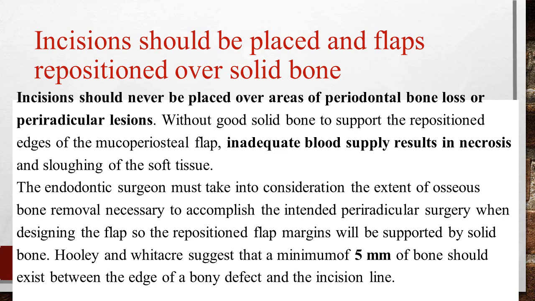Incision should be placed and flaps repositioned over solid bone. This I have told before also. So the incision should never be placed in the areas of bone loss. You have to understand that your surgical site should extend beyond your pathological site, and it should include some amount of healthy tooth structure and healthy bone structure also, because if you incise over the area of periodontal bone loss or periradicular lesion, you will not have good bone support and you will not have good blood supply. This will result in necrosis and poor healing of the surgical site.